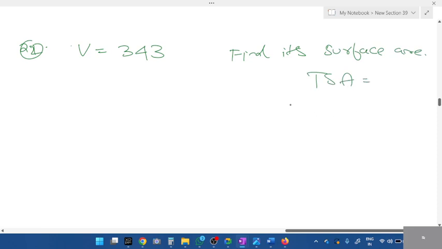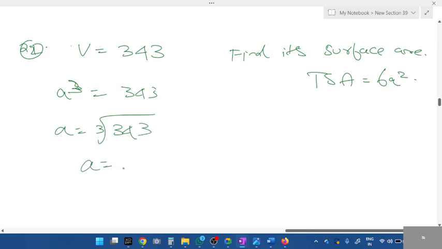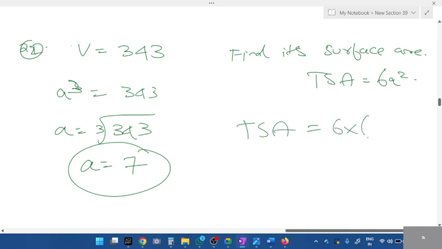The formula for total surface area is 6a square. Volume is equal to a cube. a cube is equal to 343. Look at this. In order to find the value of a, the cube goes to the other side, cube root of 343. I'll write the direct answer, it is 7. This 7 we need to substitute here. Total surface area is equal to 6 into 7 square, 49.